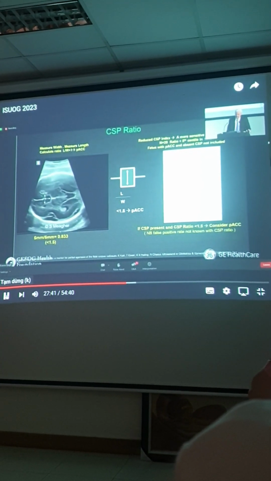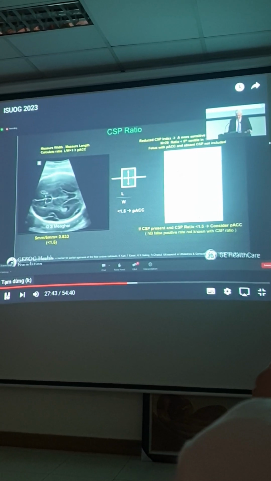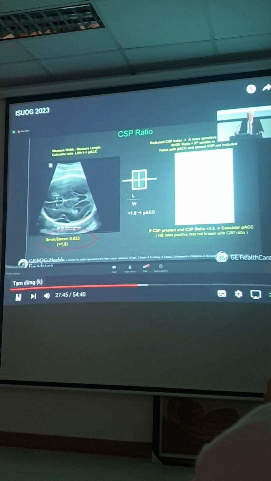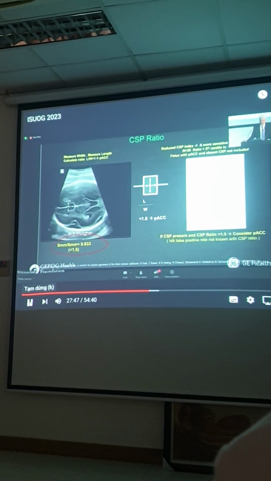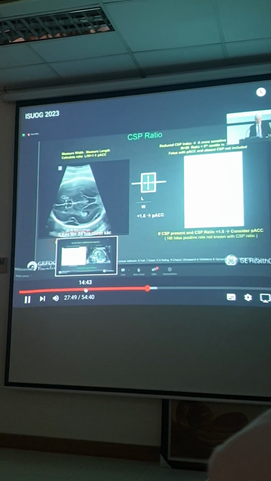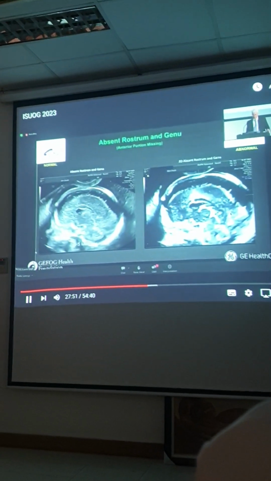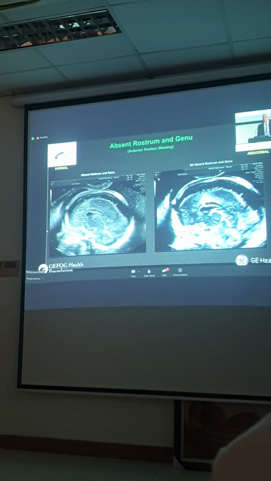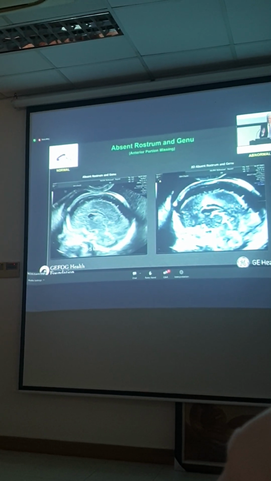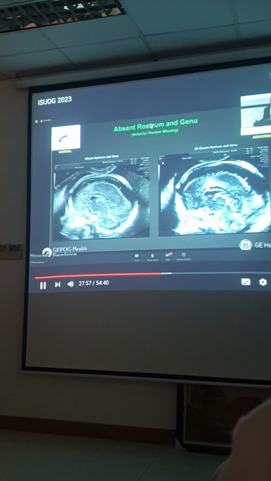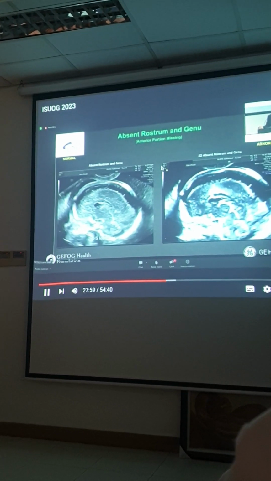And by looking at measuring the width followed by the depth, and if the measurement was less than 1.5, then you should signal that this is likely to be a partial agenesis of the corpus callosum, referred to as the CSP ratio. So they are the most common forms of partial agenesis. They're then the segmental forms of partial agenesis.